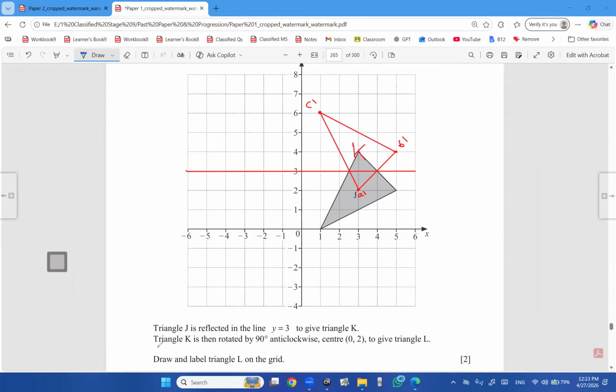All right. They told you that triangle K is then rotated 90 degrees anti-clockwise, center 0, 2, to give triangle L. Well, I'm just going to pause the video for a second until I get this ready for you, because you will need a tracing paper in order to do this.